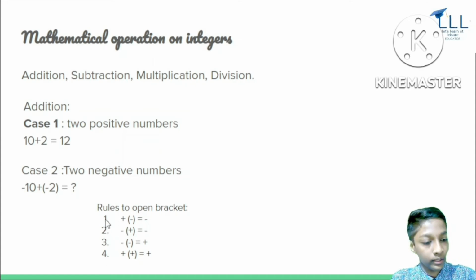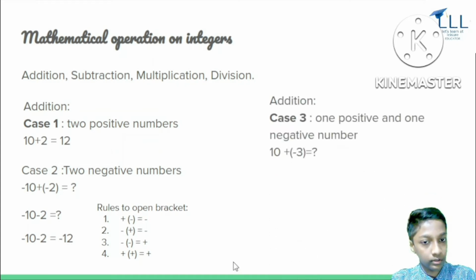Now we can use the first case to open the bracket for this question. So that will become 10 minus 2. In the first case, as I said, we have to remove the bracket and put a negative sign instead of a positive sign. So if we get two negative numbers, then we have to add those numbers and put a negative sign. If we add those numbers, it will become 10 plus 2, which is equal to 12, and put a negative sign.